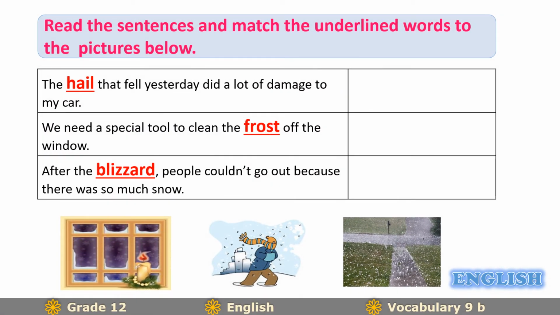Okay, so let's move on and now read the sentences and match the underlined words to the pictures below. So we have three pictures, picture number 1, number 2, and number 3. Each one corresponds to one of these vocabulary items: hail, frost, and blizzard. So please read the sentences carefully and try to guess the meaning of the words, then match them with their pictures.